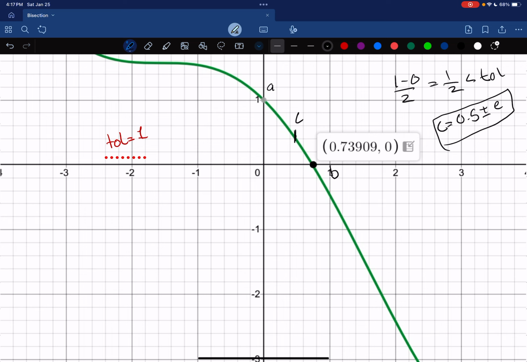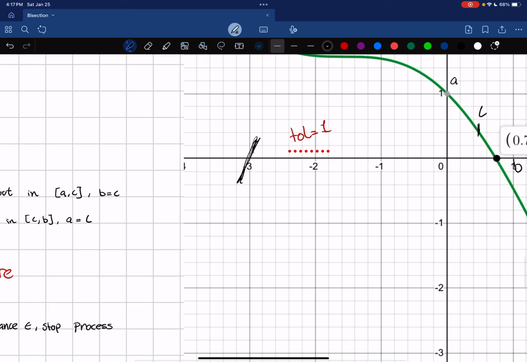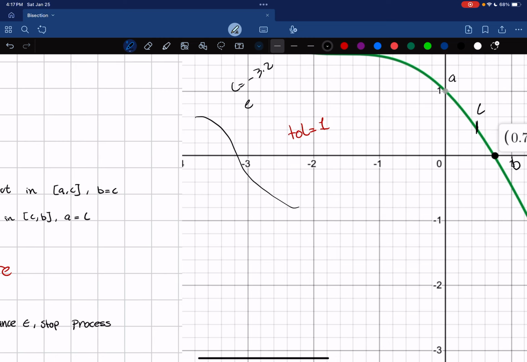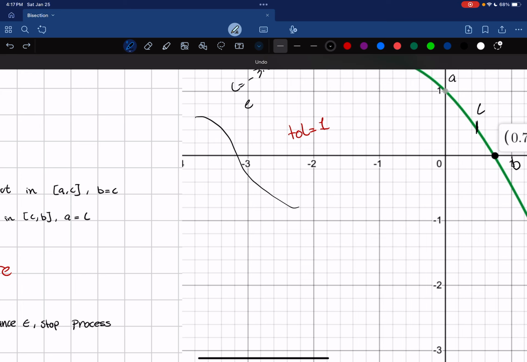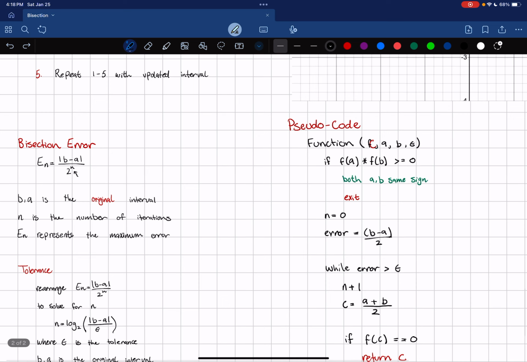But usually it's different. Your C will be at X, because C is X. So let's say your root was somewhere here, then your C will actually be like some negative 3.2. And your error is obviously just the error. So keep that in mind. This is just a simple example. That's why they're the same, but it's not necessary. Okay? So that's basically error and tolerance.